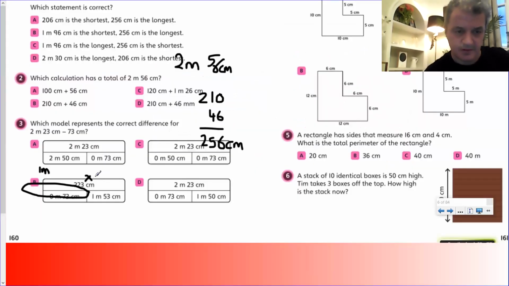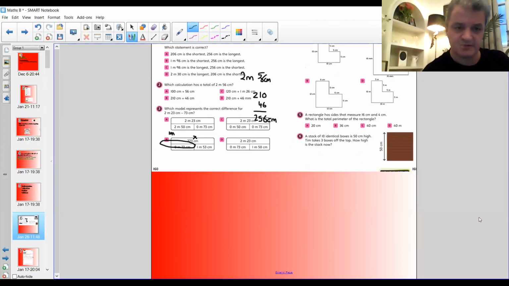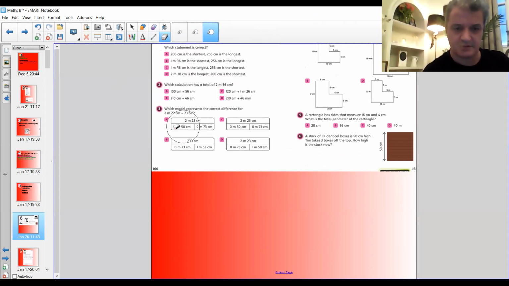Okay, question 3. Which model represents the correct difference? 2 meters 23, take away 73 centimeters. Okay, so I've got 2 meters 23 here. I'll just make a little adjustment here. Again, just rub those out. I'm just going to rub those out so we can see the question easier. Back on full screen.